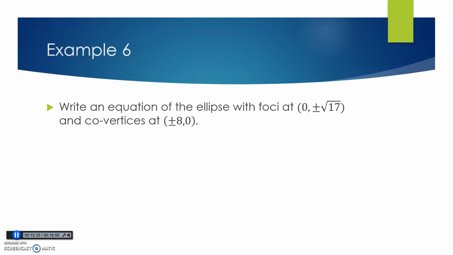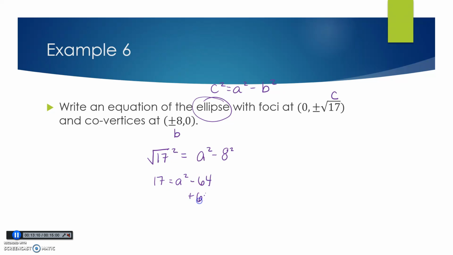Write an equation of the ellipse with foci at 0 plus or minus square root of 17 and covertices at plus or minus 8, 0. So this is my c because foci are always represented by c and covertices are always b. So since I'm dealing with an ellipse, I'm using the c squared equals a squared minus b squared. And I'm going to get square root of 17 squared equals, I don't know what a is yet, but I've got minus 8 squared. I'm going to get 17 equals a squared minus 64, but then I'm going to add 64 to both sides. So that's going to give me 81 equals a squared.